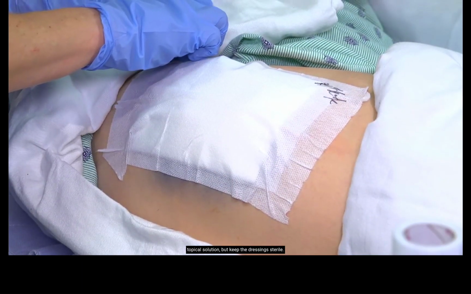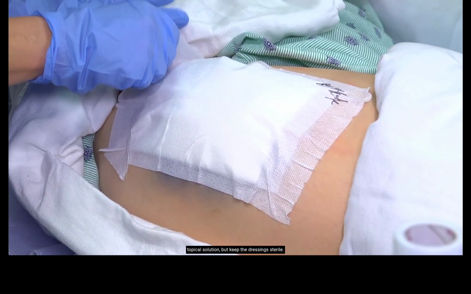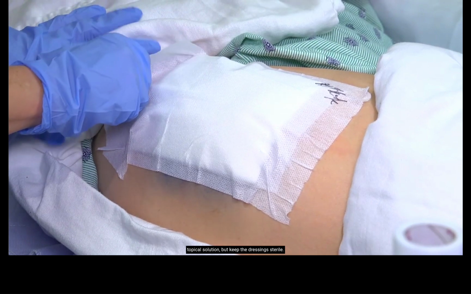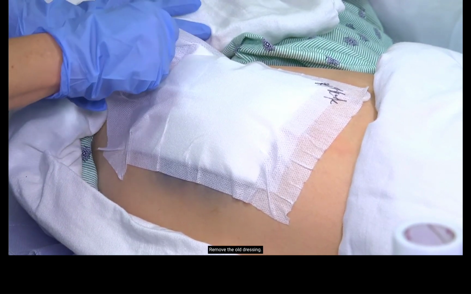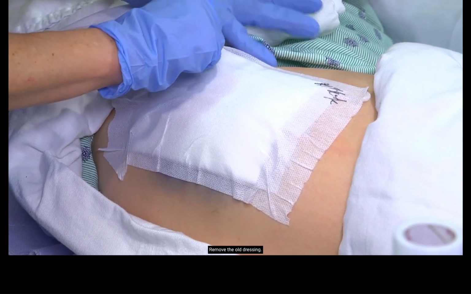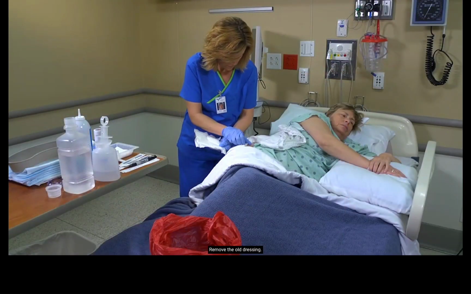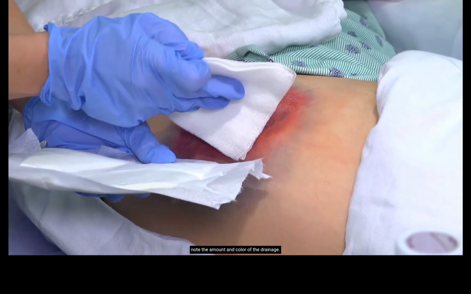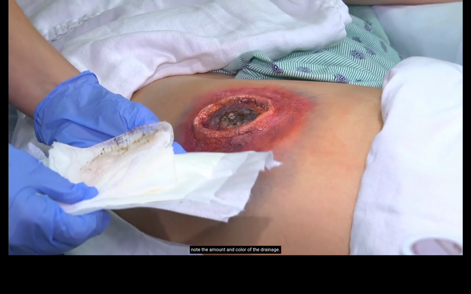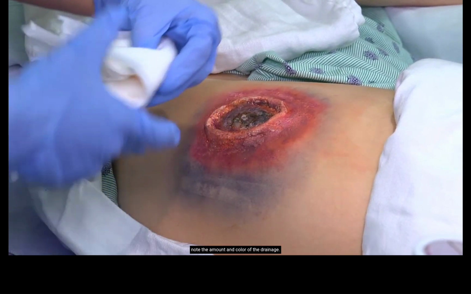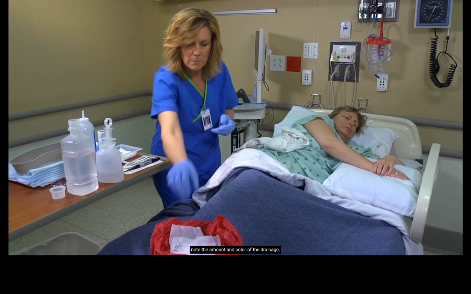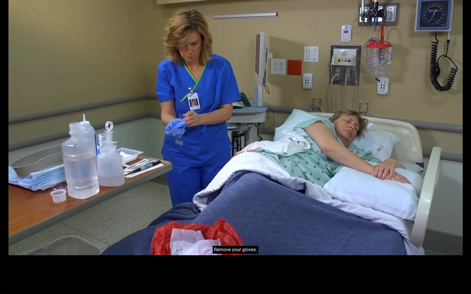All right, I'm going to slowly take the dressing off. If it starts to hurt you at any time, let me know. All right. Remove the old dressing. Before discarding it, note the amount and color of the drainage. Remove your gloves.